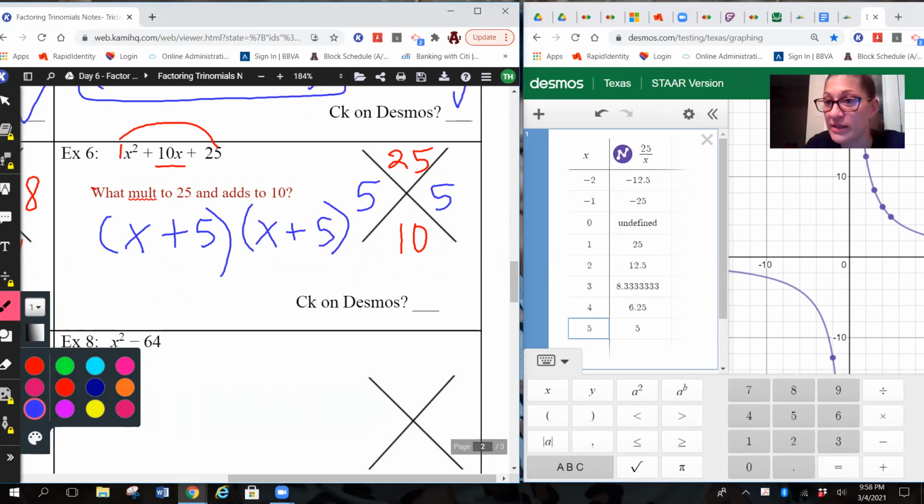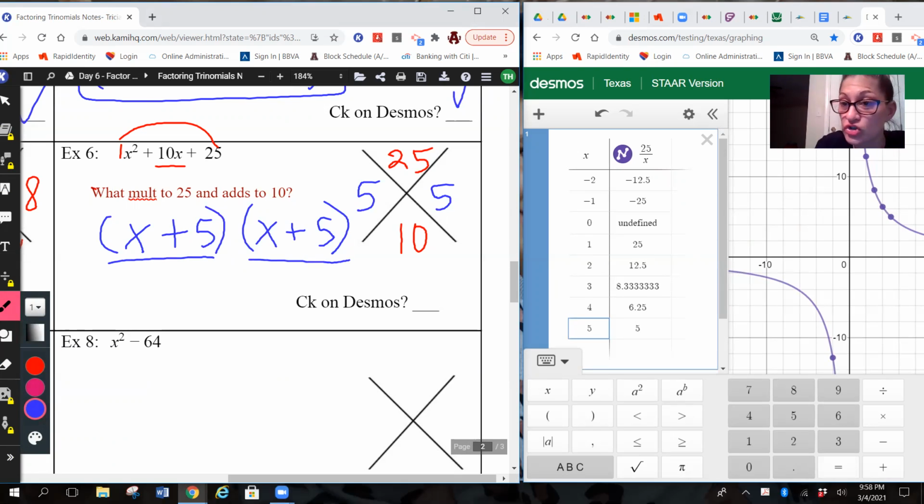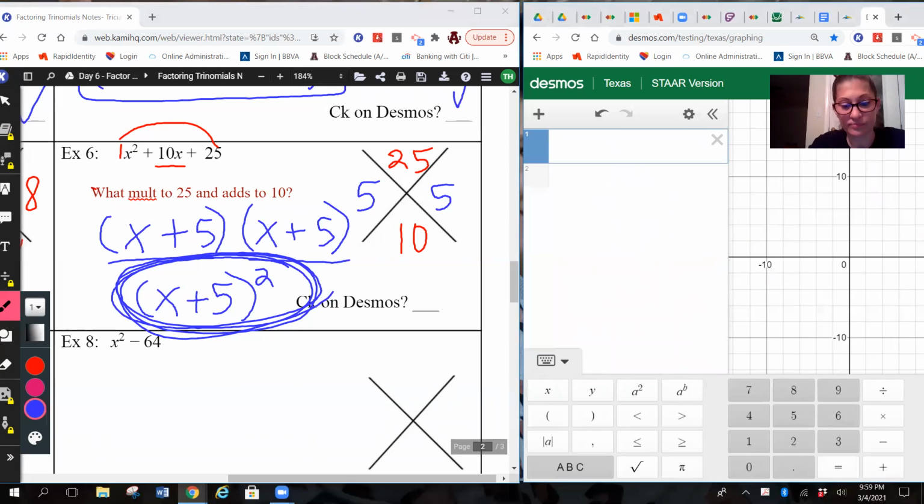Now, since these are identical, what you're going to see when you have identical factors is you can write them with an exponent, like that. There are 2 parentheses of the same terms, x plus 5 times x plus 5. So that is how we're going to write our final answer. And we can prove it.